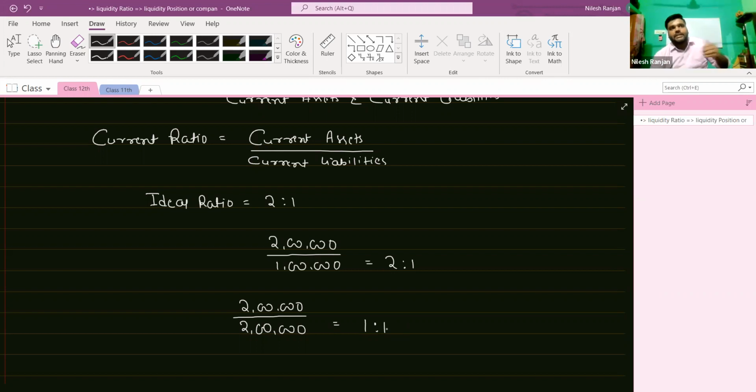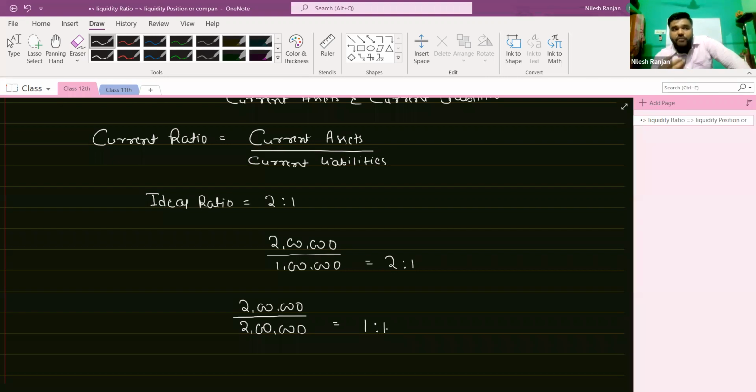Let's say we purchased goods of rupees 50,000 from creditors, and they give us 3 months credit, so we can repay the money after 3 months. After 3 months they will come and ask for money, and if we are not able to pay that money, then it is our default.